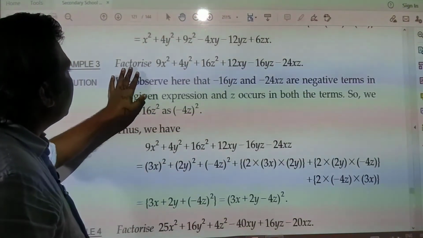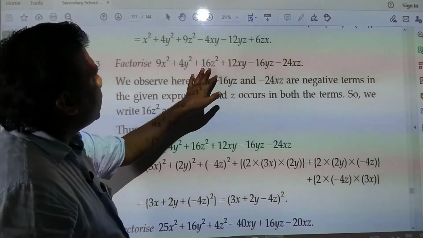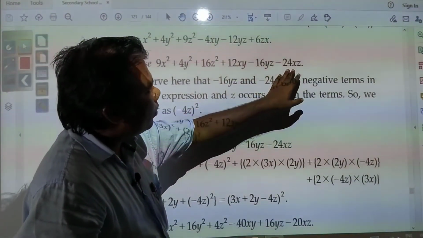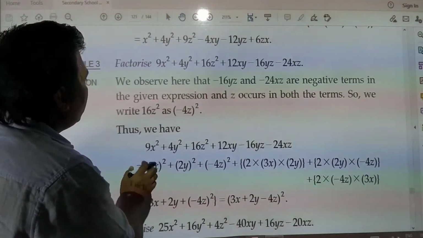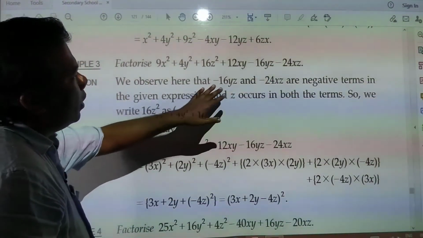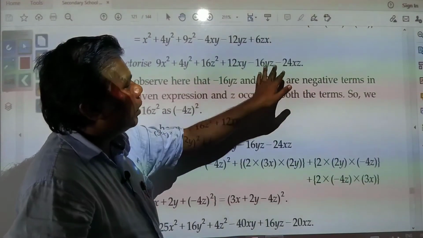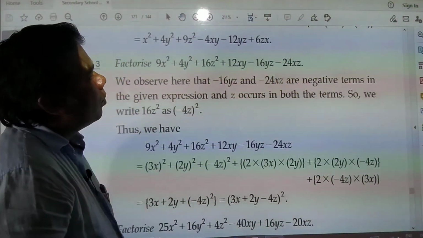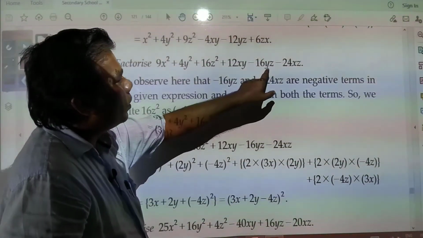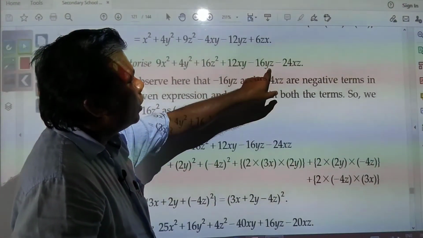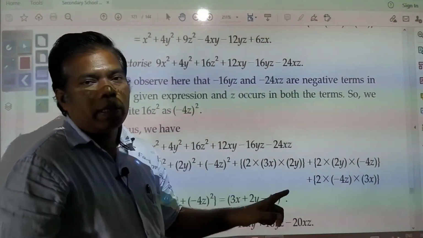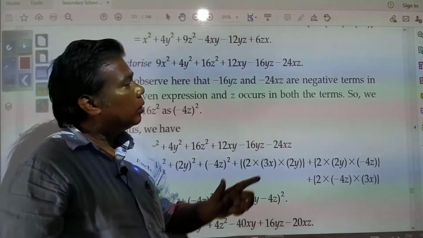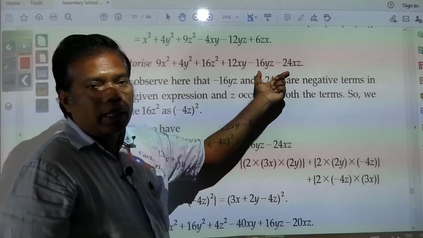And then you have to factorize 9x square plus 4y square plus 16z square plus 12xy minus 16yz minus 24xz. So how is it to be done? Here 2 terms are negative. This is required to be seen properly, and we must know which will be negative, either y or z, because here you have y and z. So either y will be negative or z will be negative. Here x and z you have, so either x or z will be negative. So how will we know which is negative?